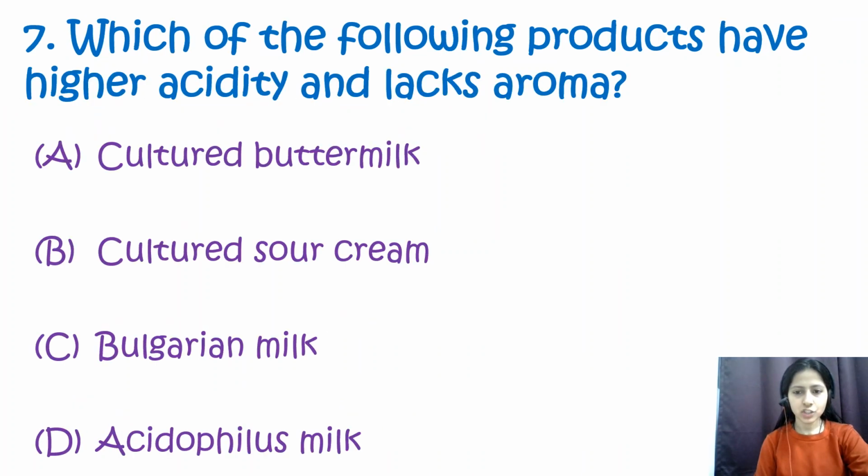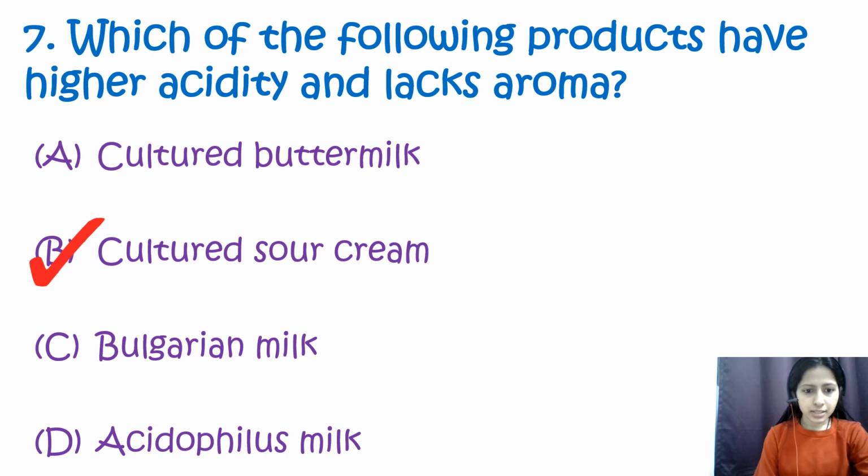Question number 7. Which of the following products have higher acidity and lacks aroma? Option A, cultured buttermilk, option B, cultured sour cream, option C, Bulgarian milk, and option D, acidophilus milk. So the product which has higher acidity and lacks aroma is option number B, that is cultured sour cream. Actually it is made by fermenting the cream with lactic acid bacteria. So the product it produces is lactic acid, and it lowers the pH of the milk. Whereas cultured buttermilk is a fermented dairy product which has a tangy flavor or aroma.